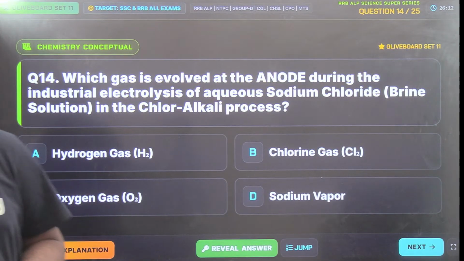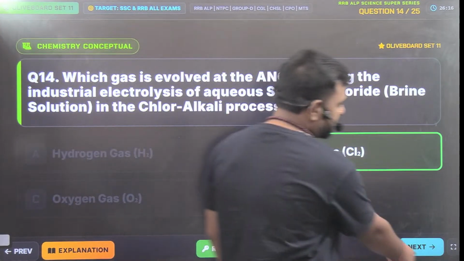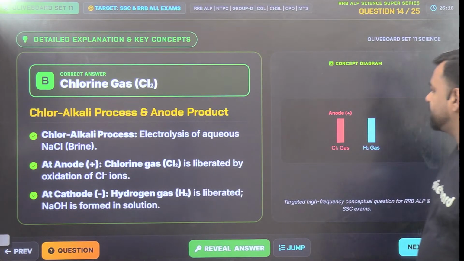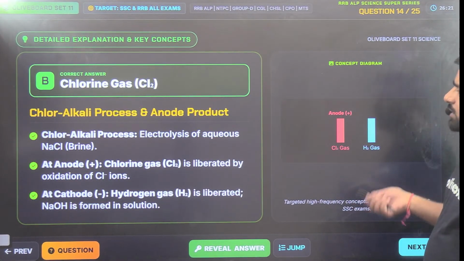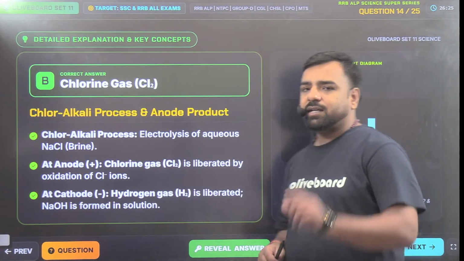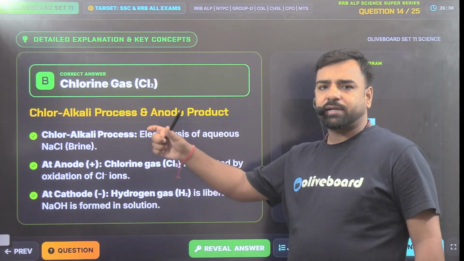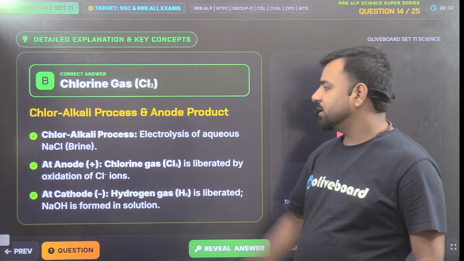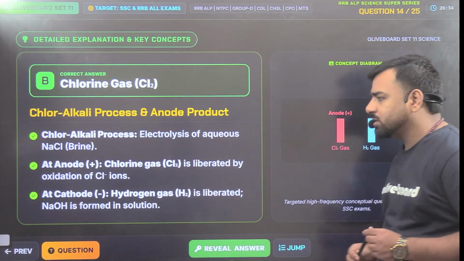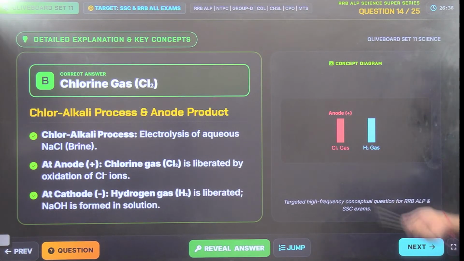Both of you are going with B. That's great. So both of you are 100% correct. Chlorine is the correct answer, and here's the reaction for the same. At the anode you will find this chlorine gas. So chlor-alkali process, that's the electrolysis of aqueous NaCl. In the examination previously it was asked about brine as well. So which of the following is brine? Brine is actually NaCl. Chlorine gas is liberated by the oxidation of chloride ions, and at the cathode you will find the hydrogen gas, which is liberated, and NaOH is formed in the solution. So anode and cathode, that's done.